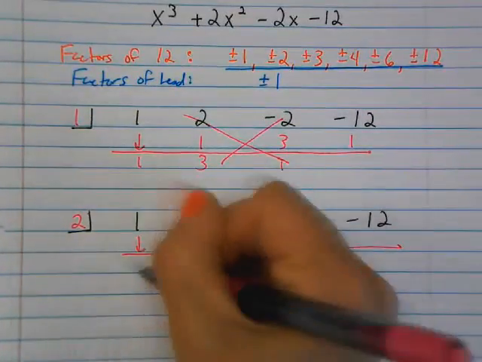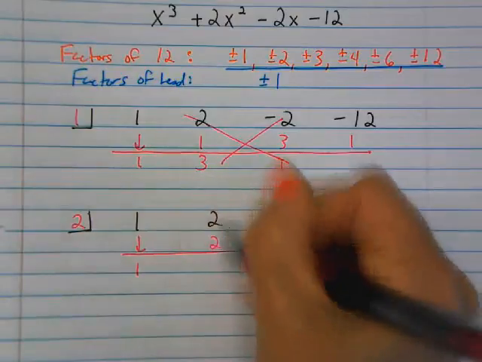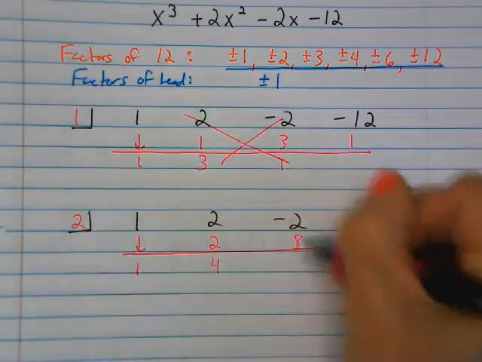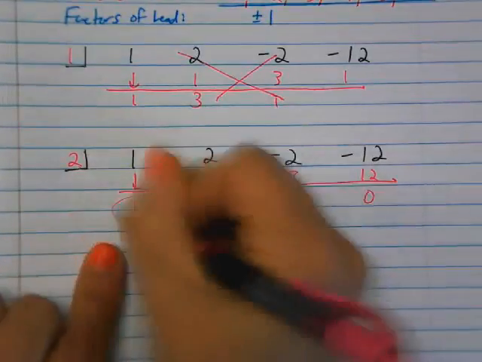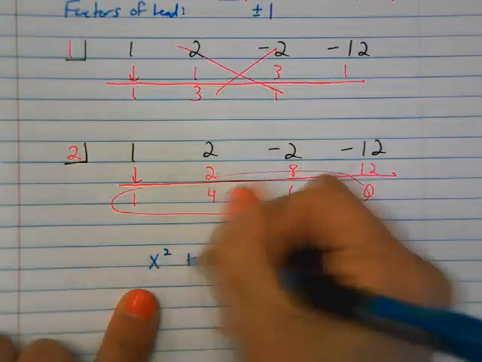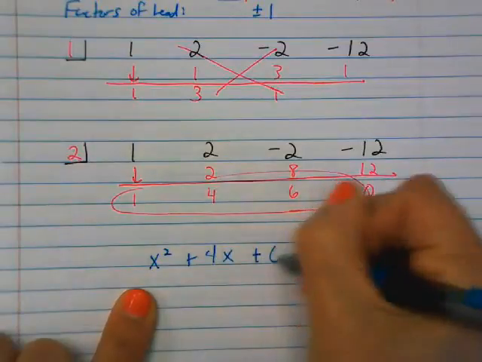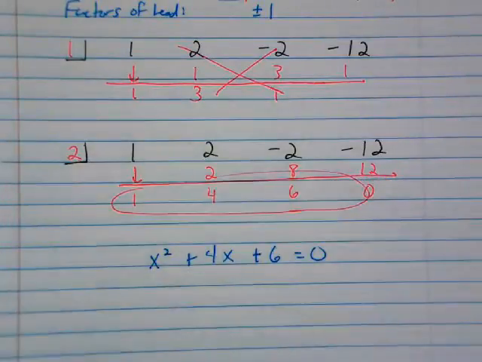So 2 times 1 is 2, 4. 2 times 4 is 8, 6. 2 times 6 is 12. Ta-da! Now I have this, which is now a second order. X squared plus 4x plus 6. And now I can try to factor or to do the quadratic.